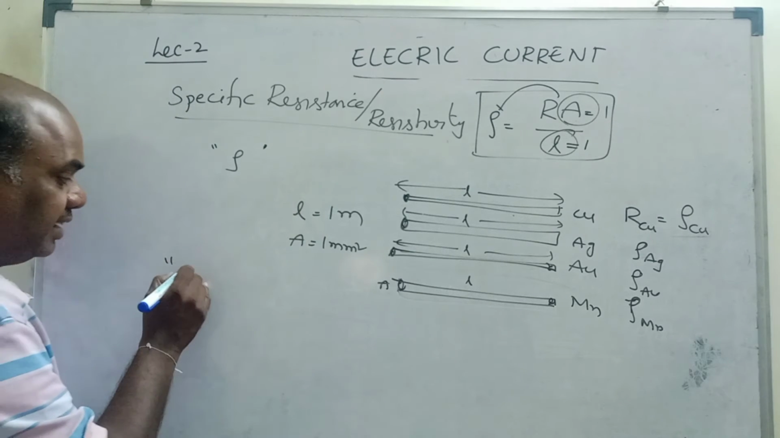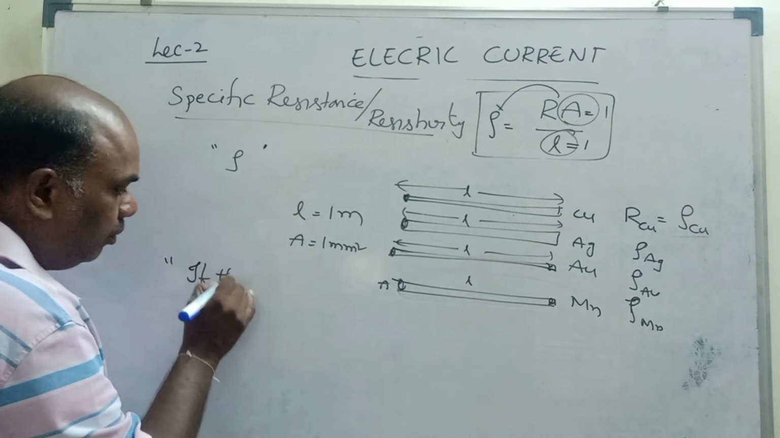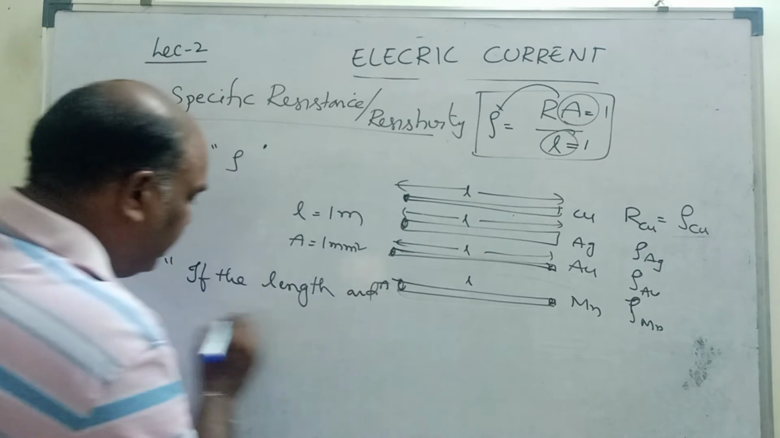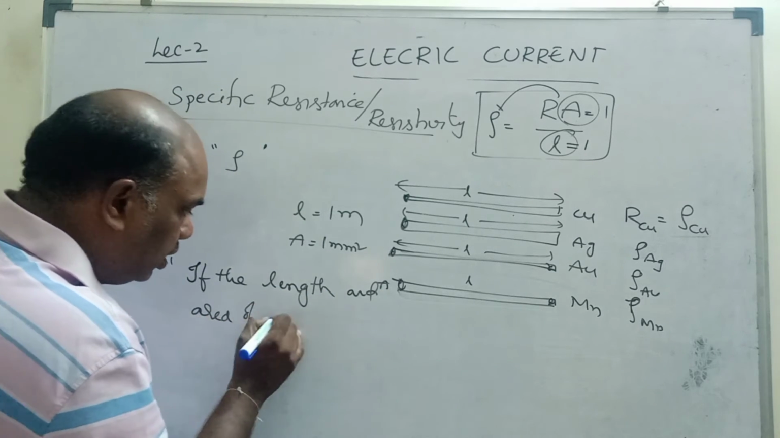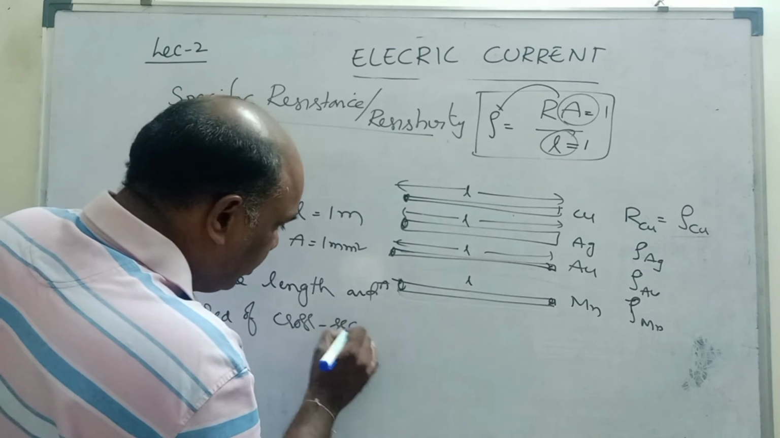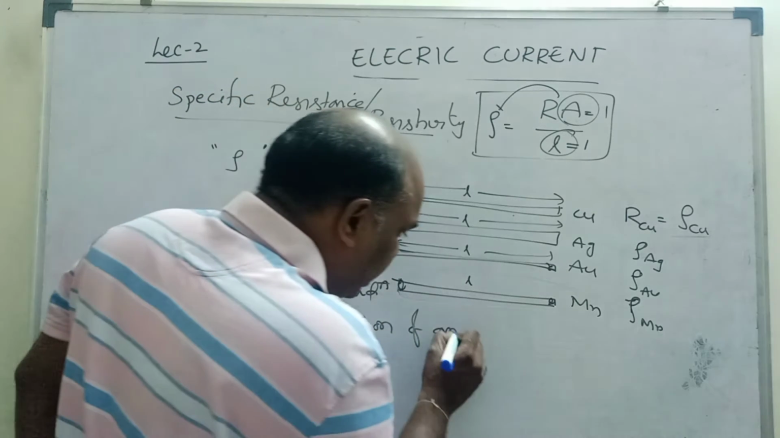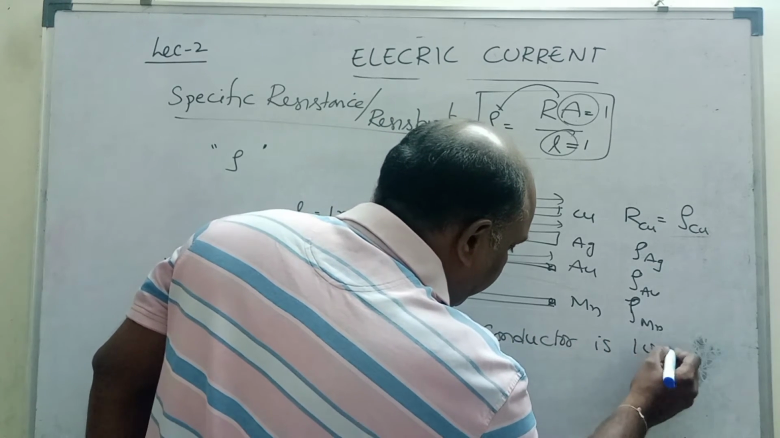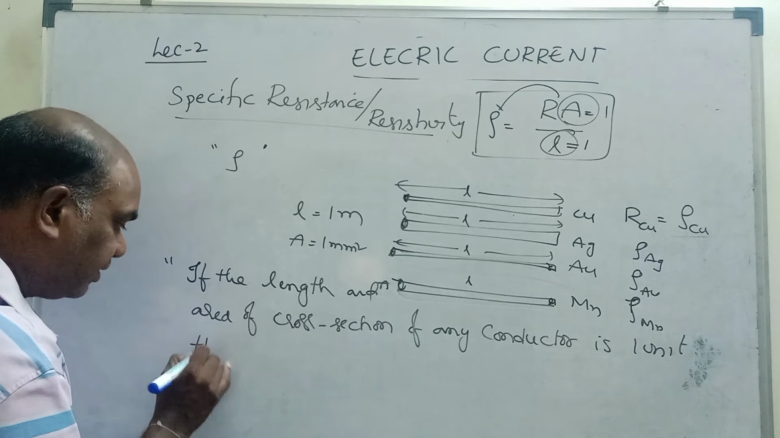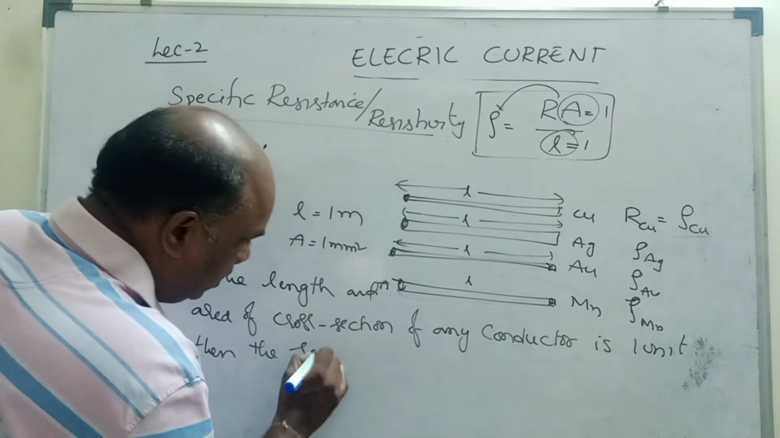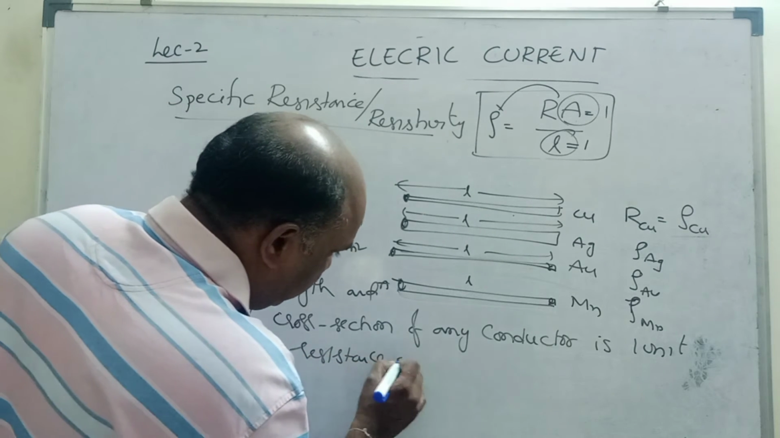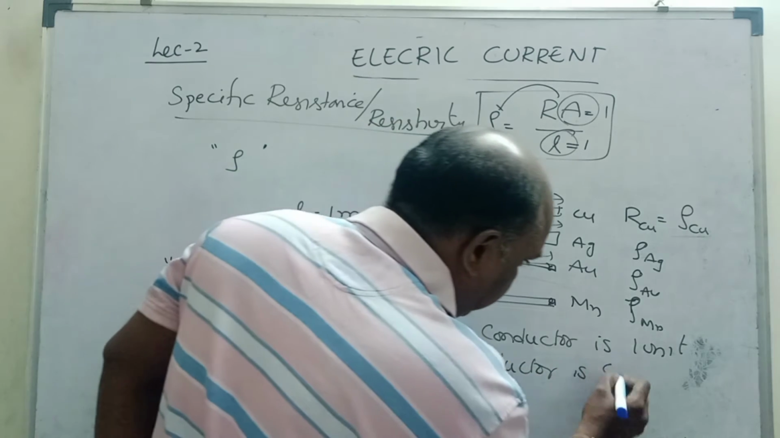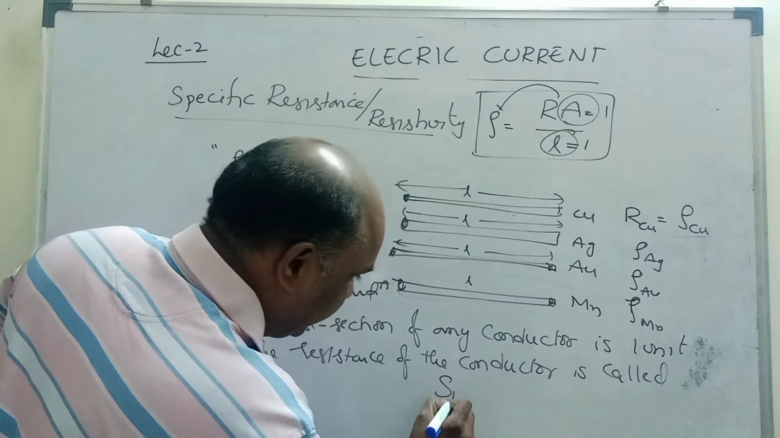The definition is like this: if the length and area of cross section of any conductor is 1 unit, then the resistance of the conductor is called specific resistance.